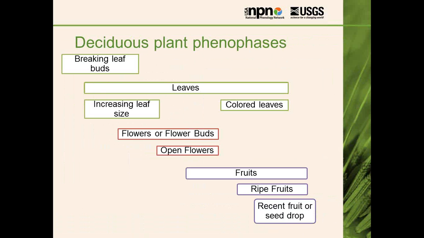The same thing for fruits, which is the overlapping phenophase. Once you see these fruits turn ripe, then you would continue to report a yes for both fruits and for ripe fruits. And then also for recent fruit or seed drop, you could report a yes for that phenophase in addition to reporting a yes for fruits and ripe fruits.